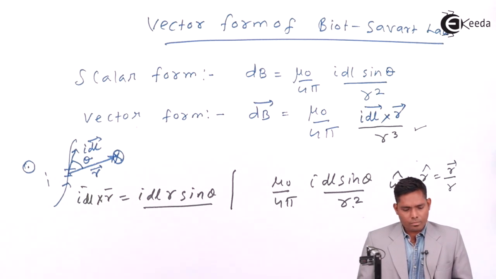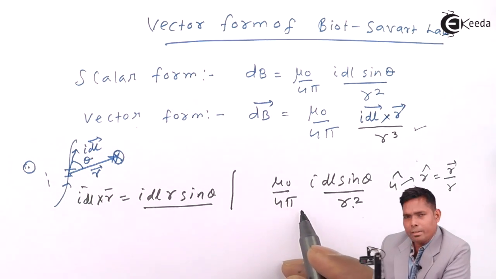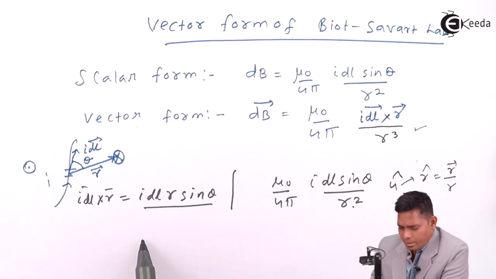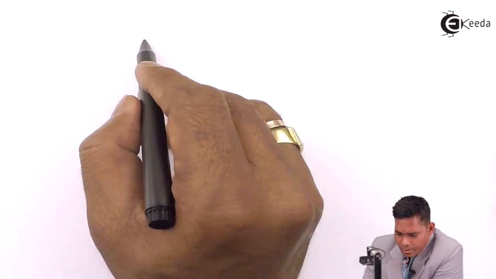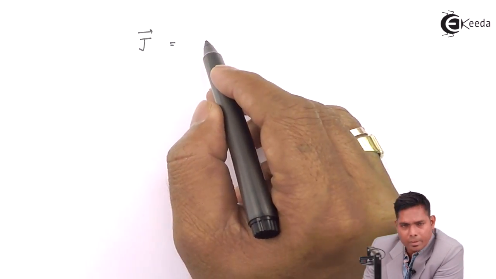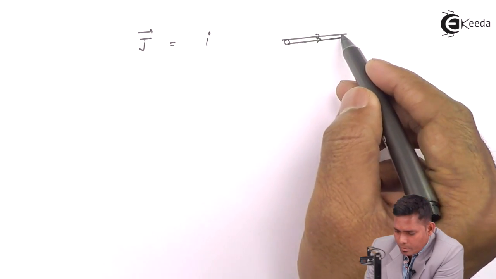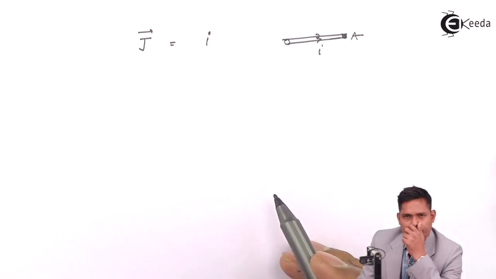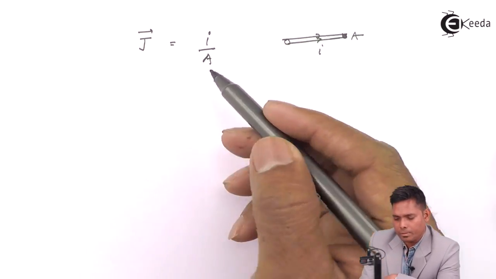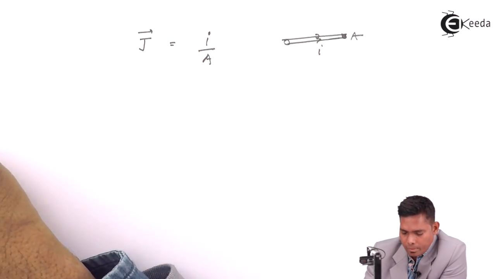Now, we can also write it in current density form. Current density J is a vector quantity. It is the current flowing through a conductor divided by its area of cross section. This is current density. So in this form also you can write.